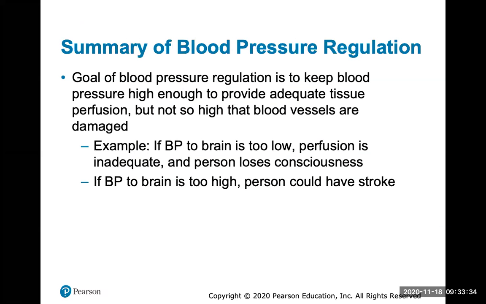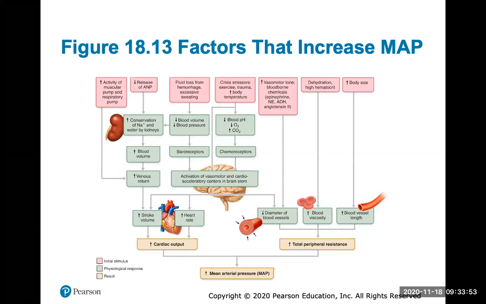The goal of blood pressure regulation is to keep your blood pressure high enough to provide adequate tissue perfusion, but not so high that it damages the blood vessels. If blood pressure to the brain is too low, the person will lose consciousness, and if blood pressure to the brain is too high, the person could have a stroke. So these are all factors that affect the heart and the diameter of the blood vessels.